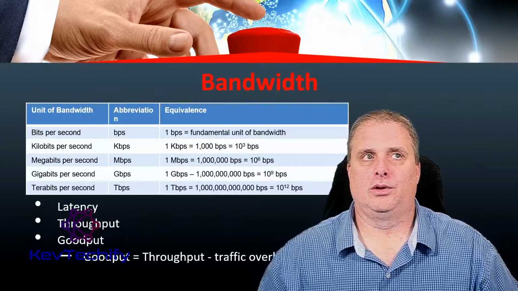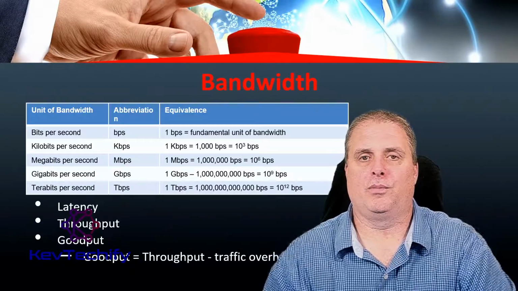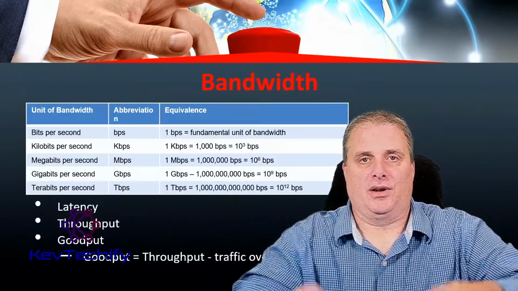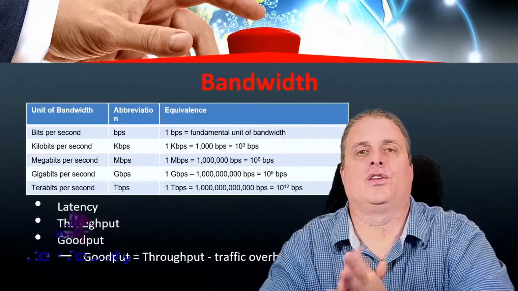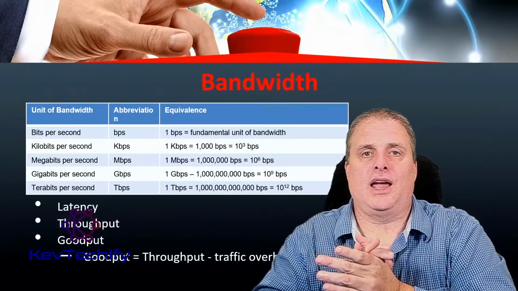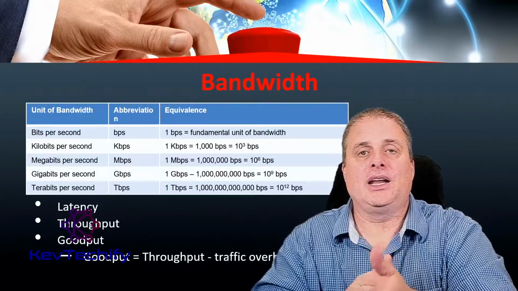Throughput's another one. Throughput is a measure of transfer of bits across the medium over a period of time. How much information am I getting across that piece of copper, that piece of fiber, over this wireless connection? That is, how fast is my connection? Well, I have a fast Ethernet connection. That's 100 megs per second. I can get up to 100 megs.